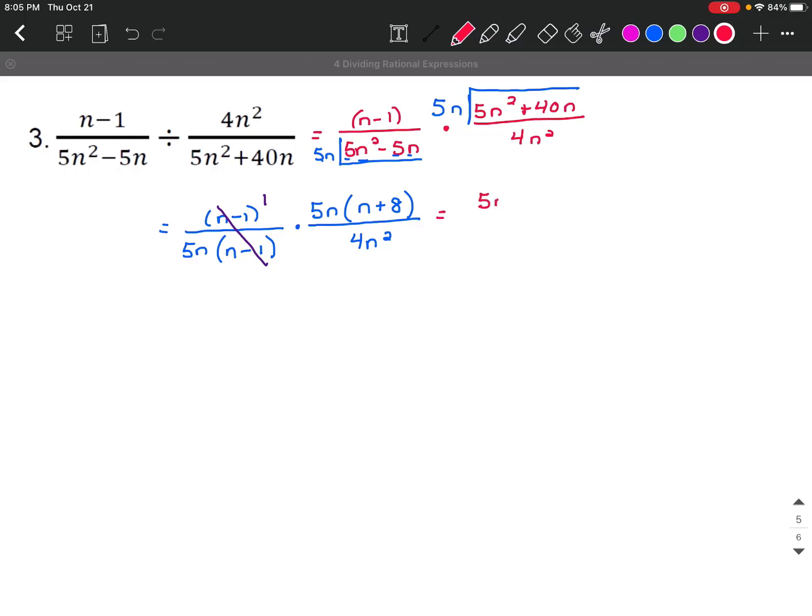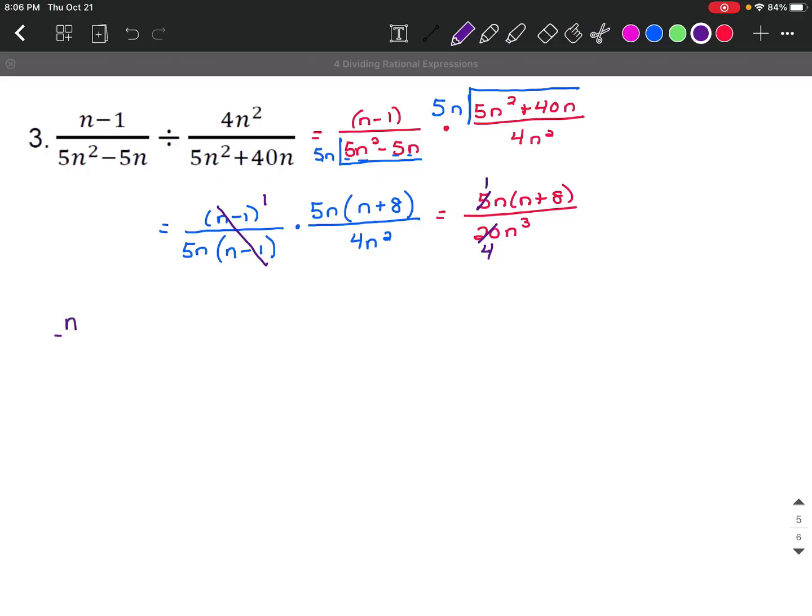1 times 5n times n plus 8. And in the bottom, we have 5 times 4 is 20. N times n squared is n to the third. Now we're looking to simplify. 5 goes into 5 once and into 20 four times.